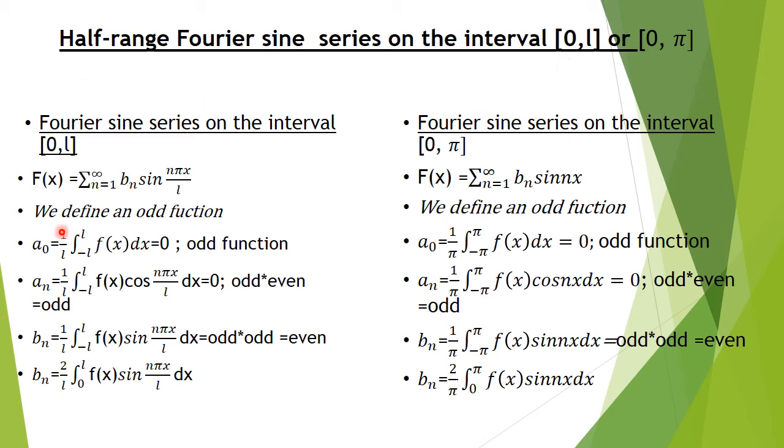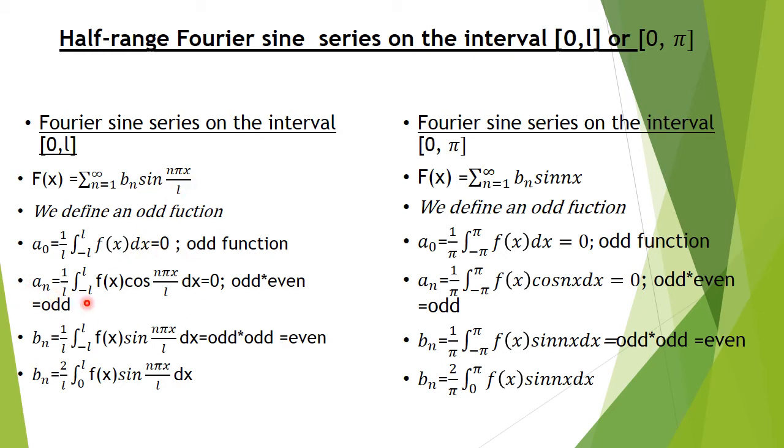When it becomes an odd function, we know that a0 is equal to 1 by L integral minus L to L f of x dx, because we have extended the function to minus L to L, and f of x is an odd function as per our definition. Using the formula for integrals, integral minus a to a f of x dx is equal to 0 when f of x is an odd function. So whenever the limits are from minus to plus and it is an odd function, its integration value is 0.